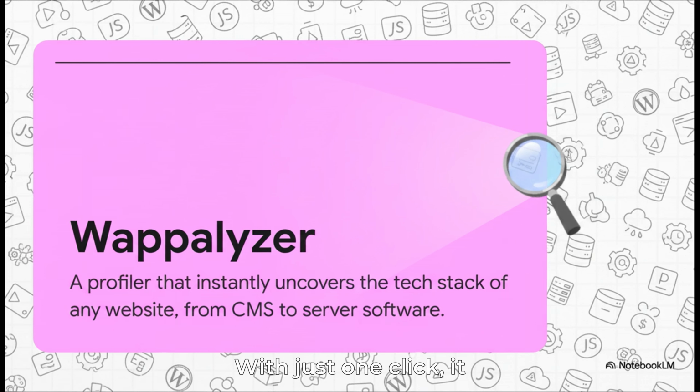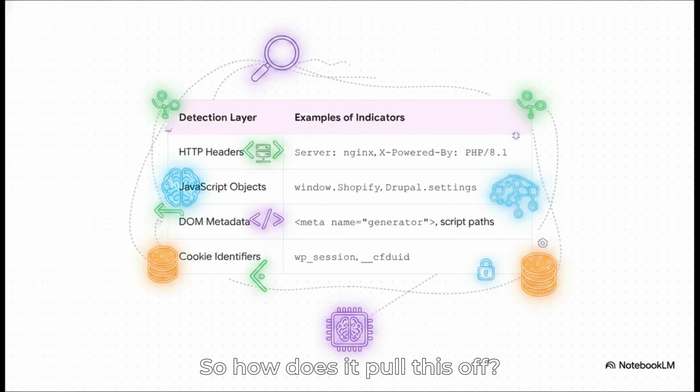With just one click, it tells you everything: the CMS, the JavaScript frameworks, what server software it's running, even the analytics tools. It is the crucial first step to understanding the environment you're walking into, letting you tailor your troubleshooting from second one. So how does it pull this off?